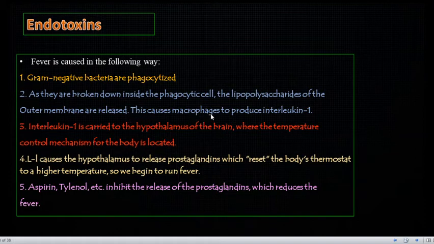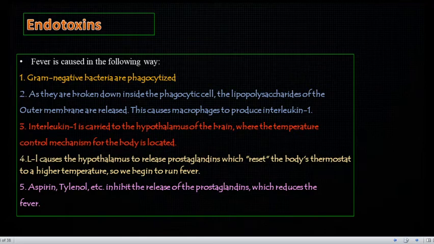This causes your macrophages to produce interleukin-1. Okay? In short, IL-1. Okay? Now, when your interleukin-1 is carried to the hypothalamus of the brain, where the temperature control mechanism for the body is located. So, yung interleukin-1 ninyo, it will be sent to the hypothalamus. Ang hypothalamus ang nagko-control ng body temperature.